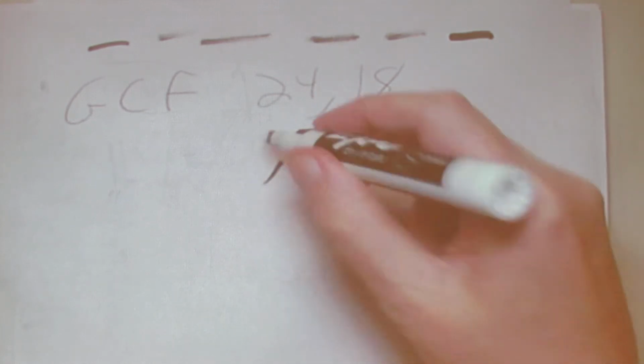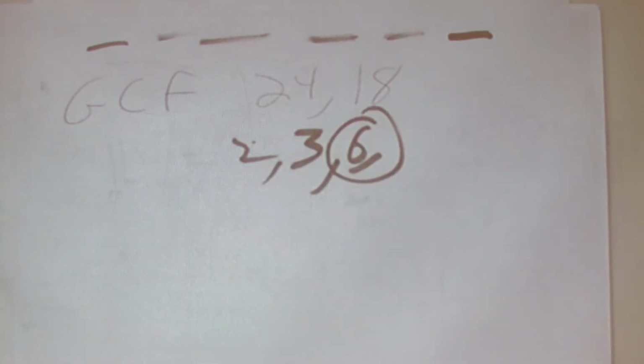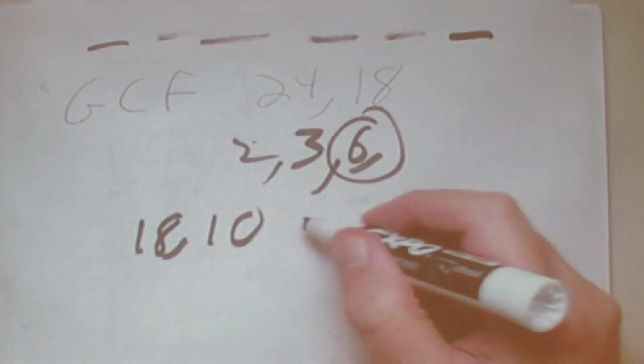For here, 2 will go into that. Also, 3 will go into that. And 6. So here the greatest common factor would be 6. However, if you had two numbers like 18 and 10, the biggest number that will go into both of those is 2.